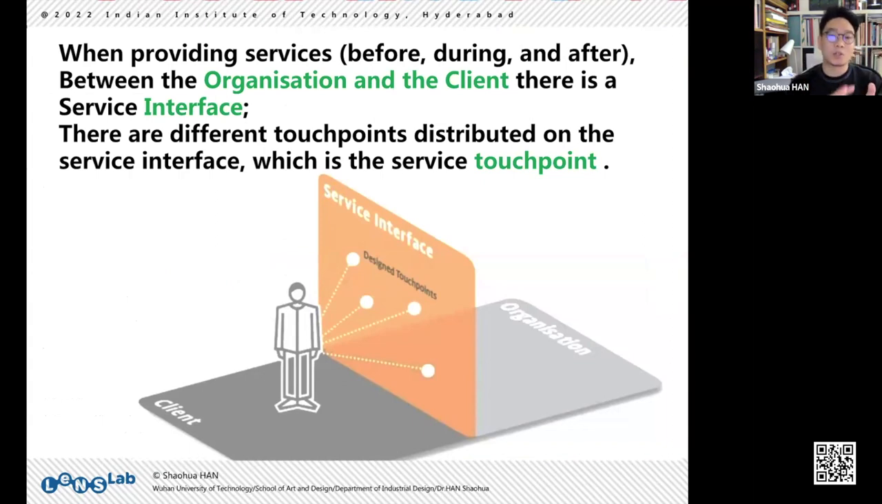Because sustainable design has four different kinds. The third kind is product service system design, right? So service design, we can say, is separated by the service interface, where there are many different kinds of touch points, right? The orange one, let's say, is the service interface. In front of the service interface, there is the client. And behind the service interface, there are the organizations providing the services, right?